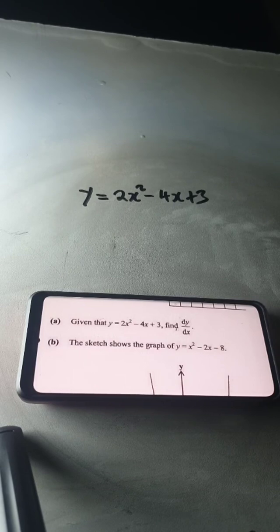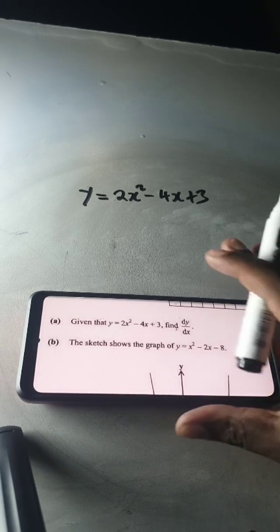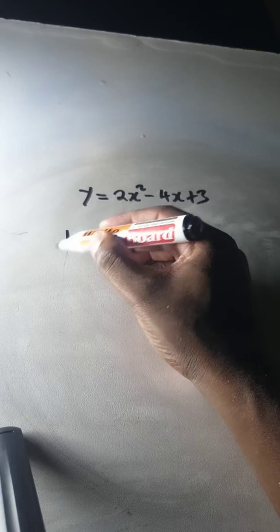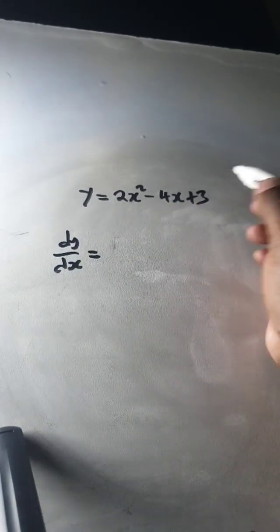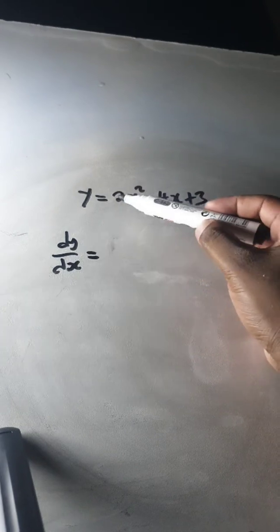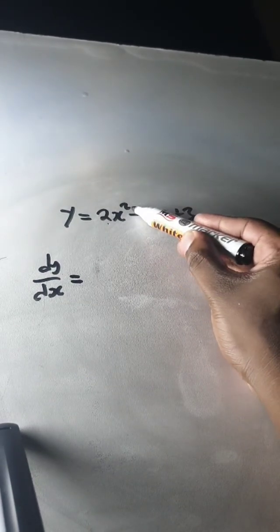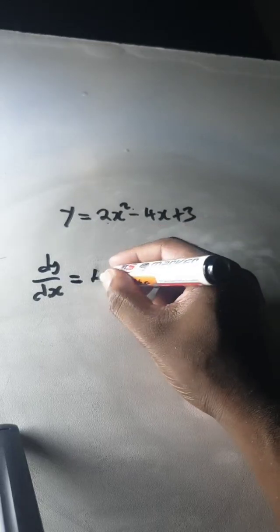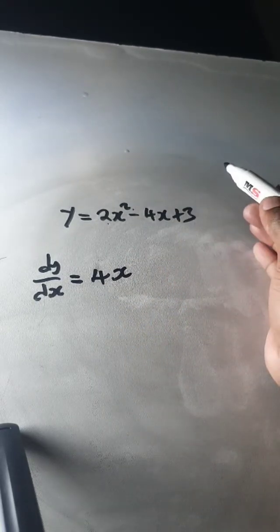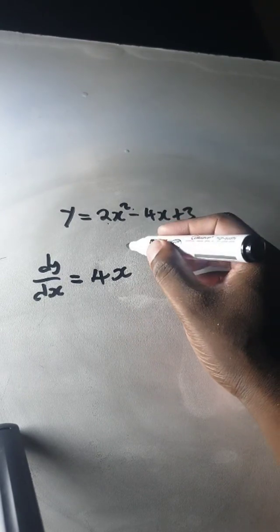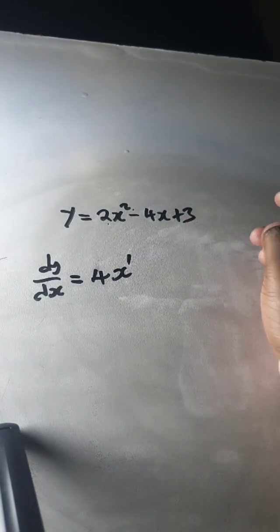Y is equal to 2x squared minus 4x plus 3. They're saying find dy over dx. So the change in y over the change in x with respect to x is equal to, we multiply the coefficient times the exponent. So 2 times 2, we get a 4. Then that 2 reduces by 1. It was 2, now becomes 1. 2 minus 1 is 1.